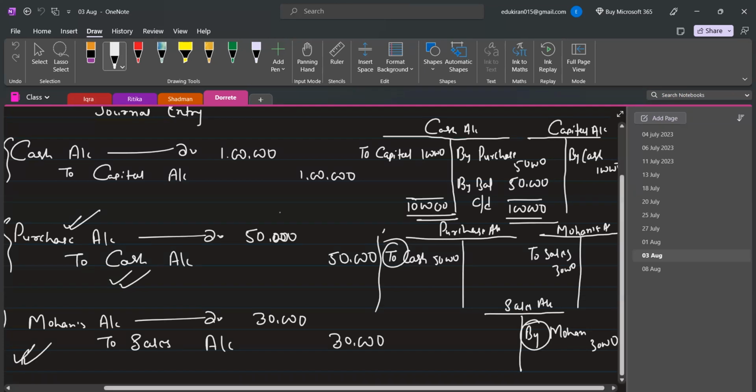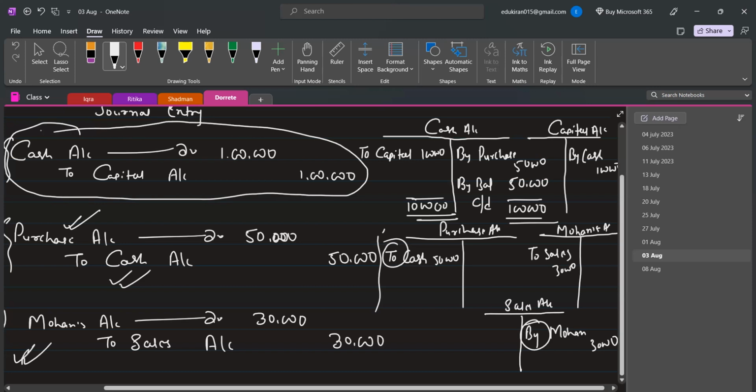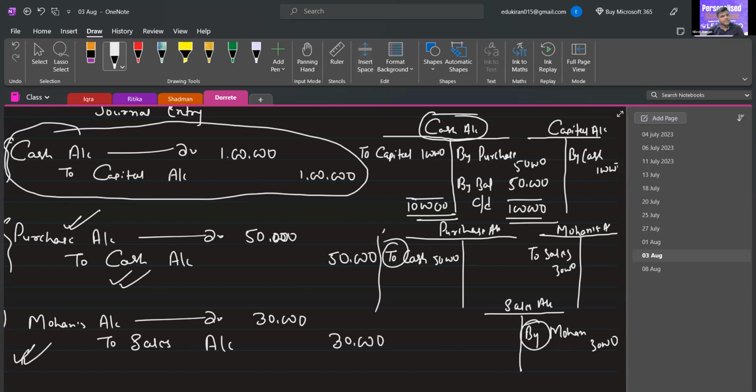Sir, I really don't get what you're trying to say. Okay. You are seeing this journal entry? Yes, sir. In this entry, cash account is on which side? Oh, debit side. Yes, debit side. So cash account is on the debit side. So if we open a cash account in the ledger, you have to match this with the journal entry. In this journal entry, cash account is on the debit side, so we will write this entry on the debit side of the cash account.